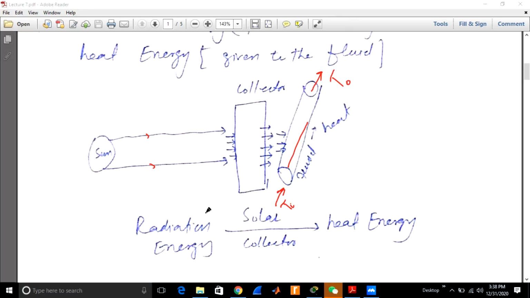So what is the function of a solar collector? It converts the solar radiation energy into heat energy. This is the main task of a solar collector. Then we will use this heated fluid for storing the energy and for other purposes, from which we will generate electricity. So the main function of the solar collector is that it converts the solar radiation energy to heat energy.